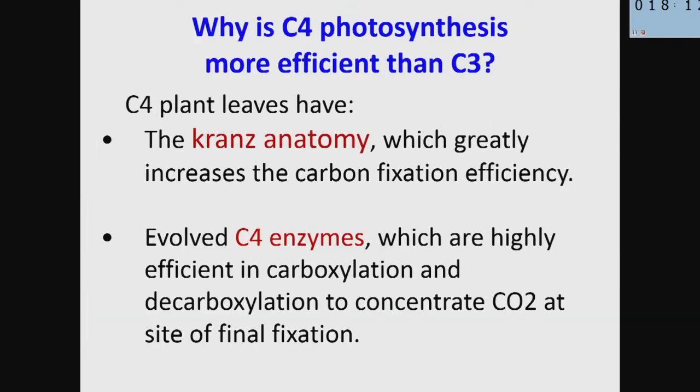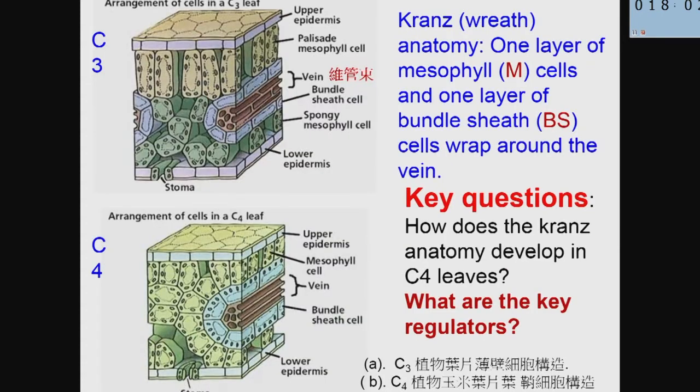The major reason why C4 plants are more efficient than C3 is the Kranz anatomy. That's a German word. So I will explain what a Kranz anatomy is. Regardless of C3 or C4, you all have the vein, and surrounding the vein are the bundle sheath cells. That's important. Beyond that are the mesophyll cells. That's the same for both C3 and C4.